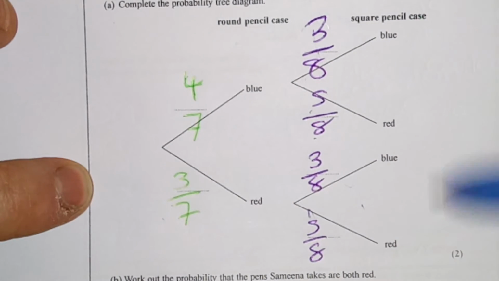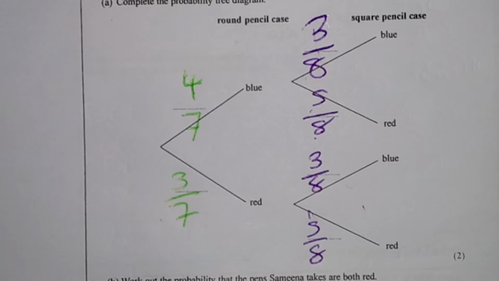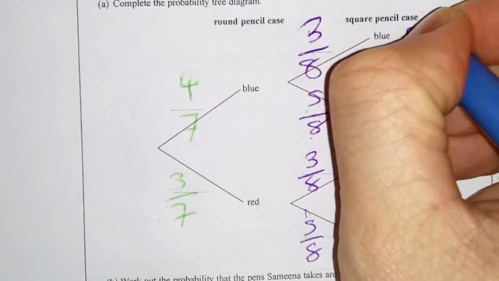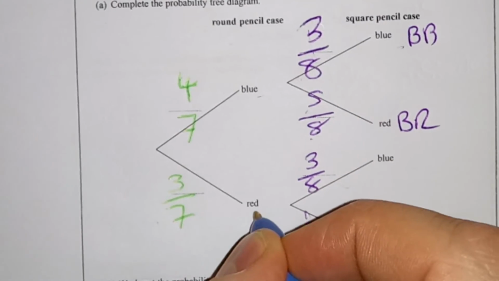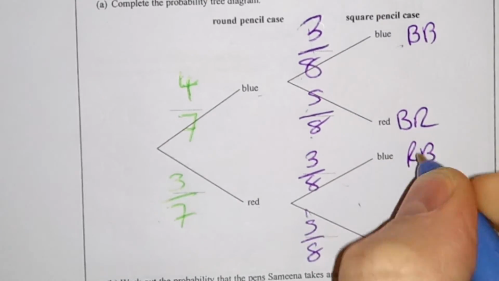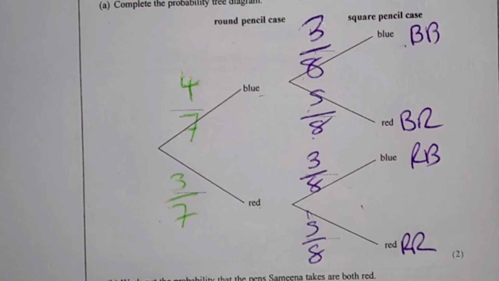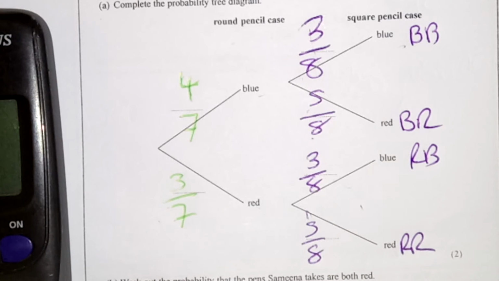Okay. Now I would put a couple more columns in here, but the exam question hasn't asked for it, so you don't need to. But here I'd put BB, representing blue blue. This will represent blue red. This will represent red blue, and this will represent red red. Okay. Next to it, I'd normally put the actual chances of the event happening. So the chances of blue blue.